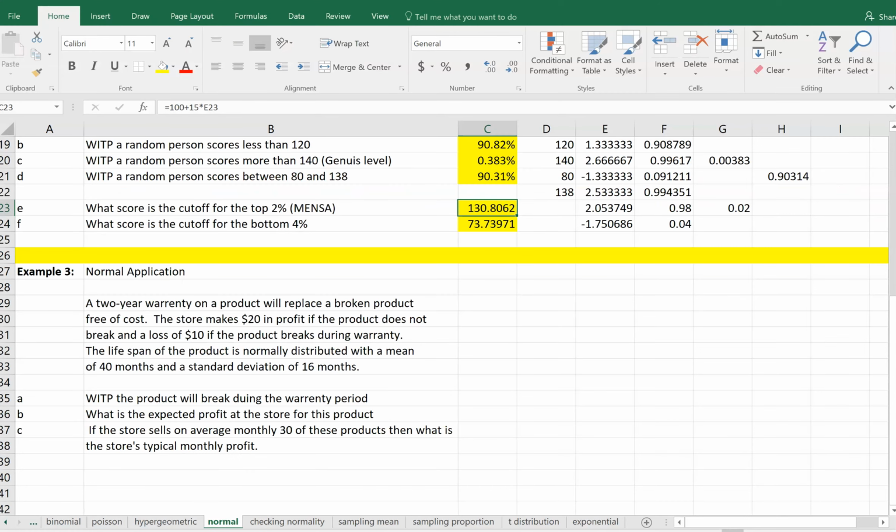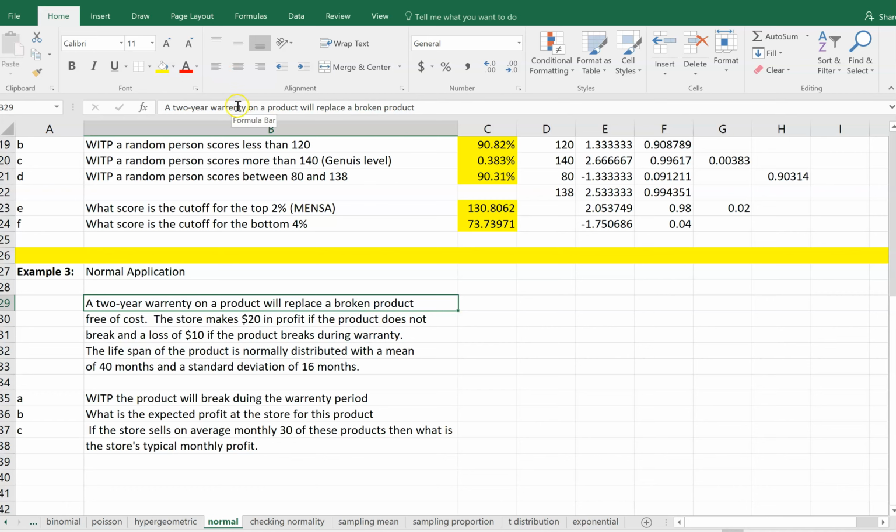What's it saying? A 2-year warranty on a product will replace a broken product free of cost. Store makes $20 in profit if the product does not break during warranty, and a loss of $10 if the product breaks during warranty. The lifespan of the product is normal. That's very important. The lifespan of the product is normally distributed.